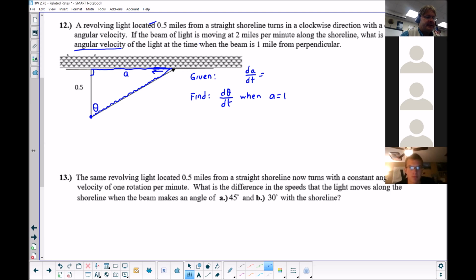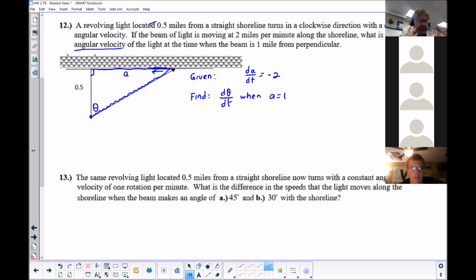It says the beam of light is moving at 2 miles per minute along the shoreline. But would it be positive 2 or negative 2 though? See, I want to say it's going to be negative 2, and the thinking there is that this A distance is getting smaller.